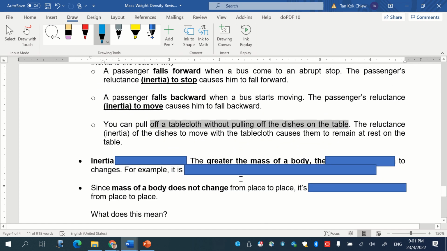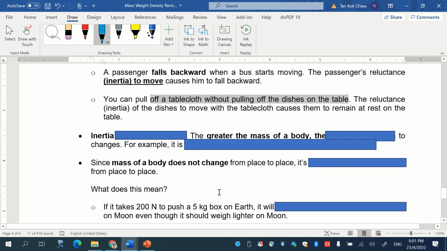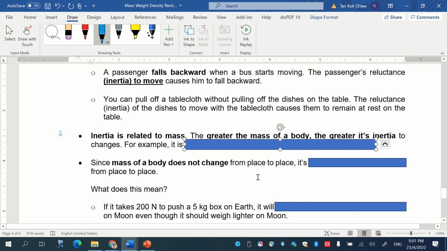Okay. Now, a little bit of something more important about inertia is that inertia is very closely related to mass. In fact, inertia is mass itself. The greater the mass of a body, the greater the inertia to changes, the greater the reluctance to changes. For example, comparing a running puppy and a running elephant. Okay, you can imagine that in your mind, and I ask you to try to stop both. Who is harder to stop?